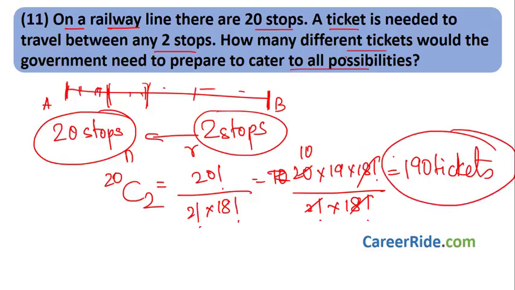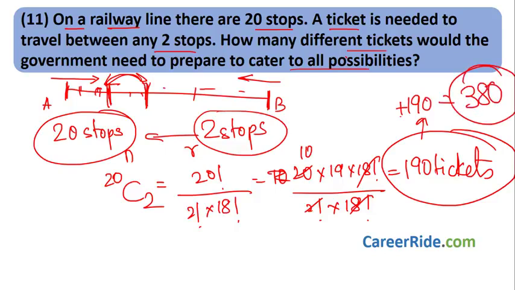Because this 190 is when we are starting from here, when we are going from here. Now if you want to travel from here to here, you will buy a ticket. Will you use the same ticket to travel from here to here? No. If you want to travel from this stop to this stop, there will be a separate ticket for this, right? So 190 tickets are for traveling from one side. Again, while traveling from the other side, we will have the same 190 tickets plus. That would be 380 is the answer. 380 possible tickets are to be made by the government.